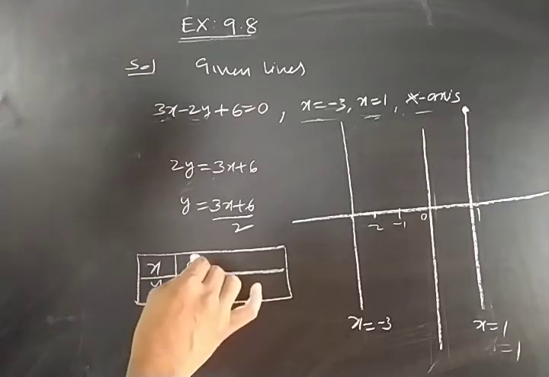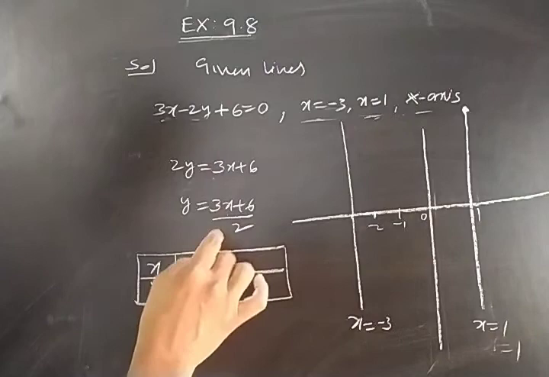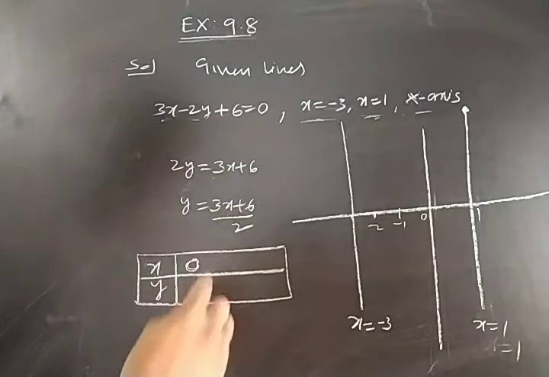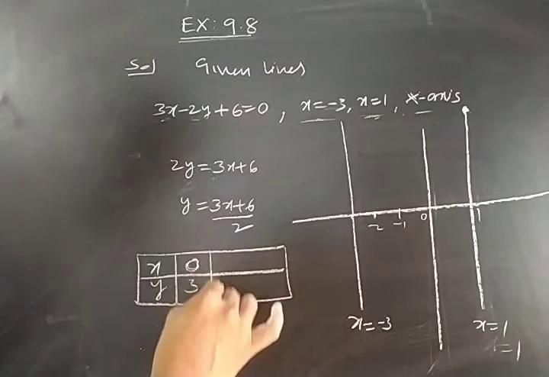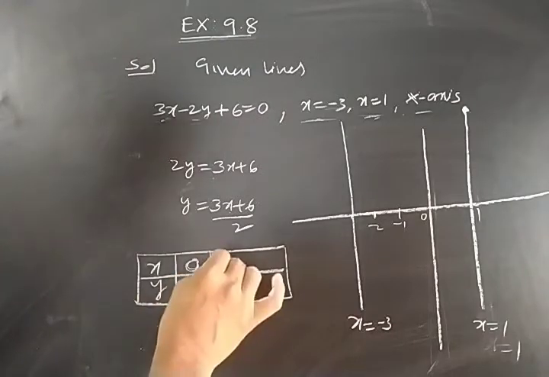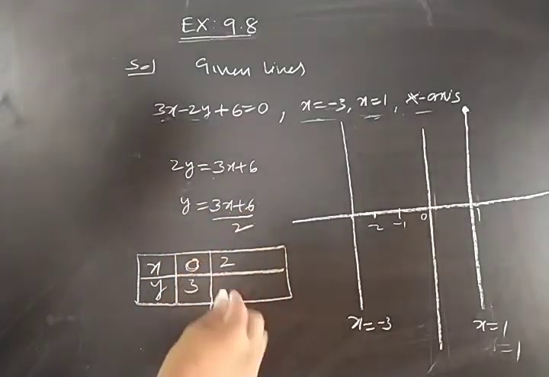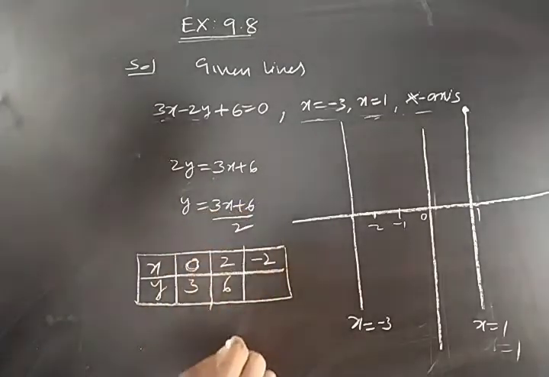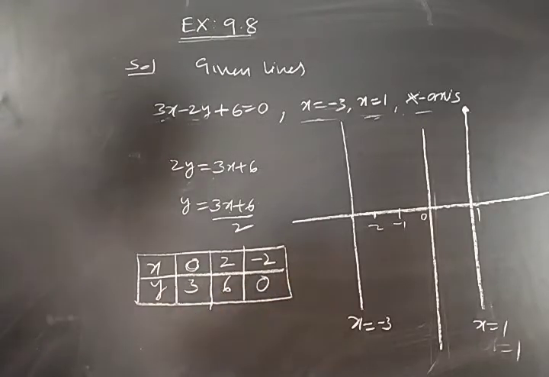Suppose I am putting x equal to 0. So how I am taking x values is to get the y value as an integer. So for the sake of convenience I am taking the x values in such a way that the numerator is a multiple of 2. Okay. So I am putting 0, then you will get 6. 6 by 2 is 3. Okay. Next, suppose I am taking 2. 2 times 3 is 6 plus 6, 12. 12 by 2, 6. Suppose I am taking minus 2, minus 6 plus 6, 0. So y value 0. Enough, 3 points to draw the line.